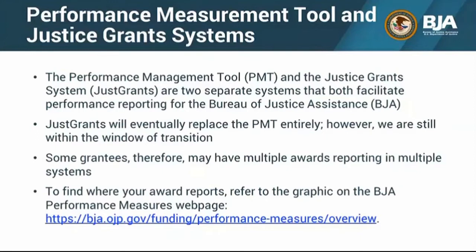The first thing we suggest is to confirm where your award or awards should report by referencing the grantee reporting graphic on the BJA Performance Measures webpage. If your program is not listed, please reach out to your grant manager for guidance. If your award reports in the PMT, you will be notified once your program transitions to Just Grants. The timeline for the transition is unknown.